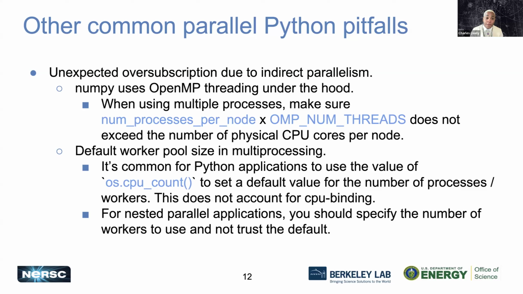By default, the default worker pool size is used for multiprocessing, so you can get the specified value for the number of processes by using the value from the OS CPU count function. But that doesn't account for CPU binding. Also, if you're working with nested parallel applications, make sure you specify the number of workers to use, and not just go with the defaults that might be available.